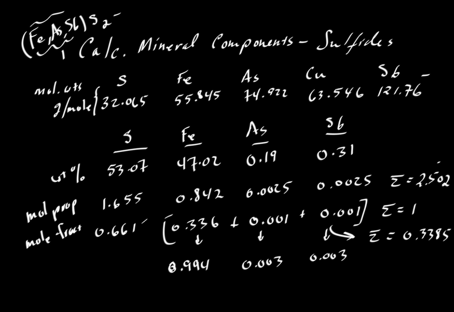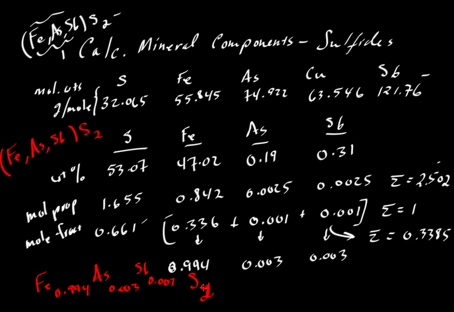So that means in our precise formula, not the ideal formula, the ideal formula for the solid solution would be iron and arsenic and antimony, and then we'd have a total of 1 of those for every 2 sulfur atoms. But the precise formula would be iron with a subscript of 0.994, and then arsenic with a subscript of 0.003, and then antimony with a similar subscript of 0.003. And I've run out of room, but we should have a sulfur, we don't have bornite, we have pyrite. I'm going to rewrite this.